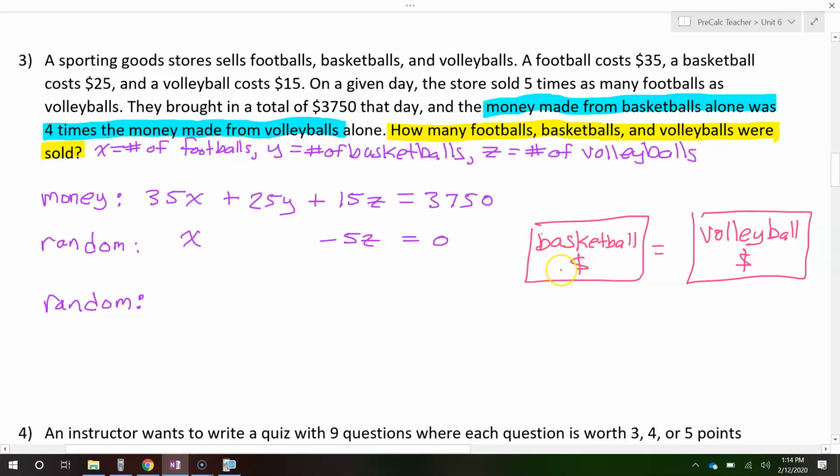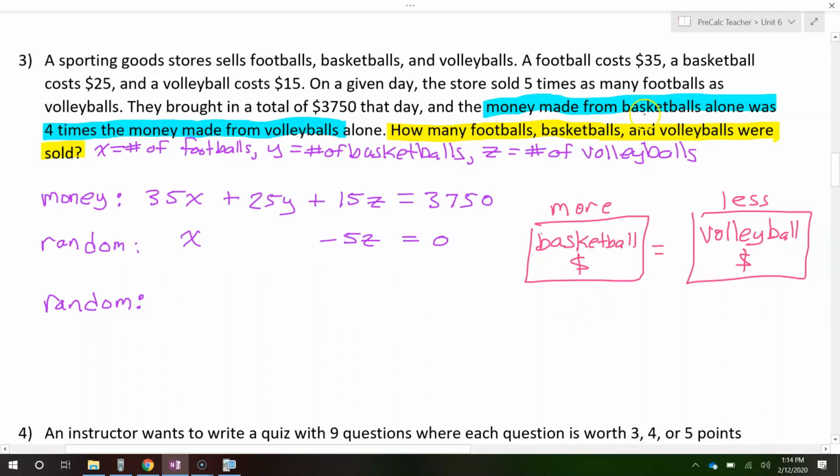Okay, which of these is more? Money made from basketballs was 4 times the money made from volleyballs. So can we agree that the basketball money is more? Does everybody agree on that? And the volleyball money is less. Does anybody want to argue about that or question that? Okay, so with that in mind, half of you are still going to make a mistake right now. All right, does anyone want to volunteer to make the mistake for us all so we can all discuss the mistake? What do you think the equation would be, Robert?